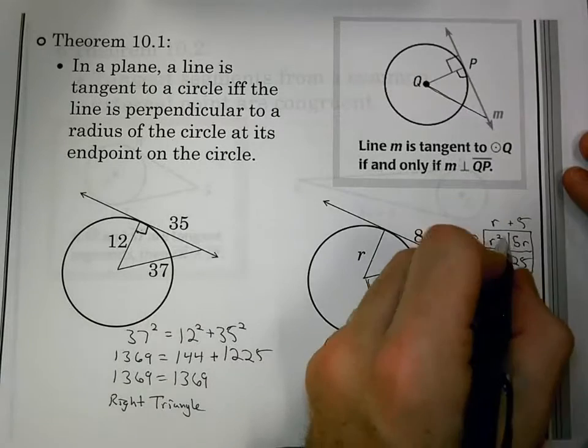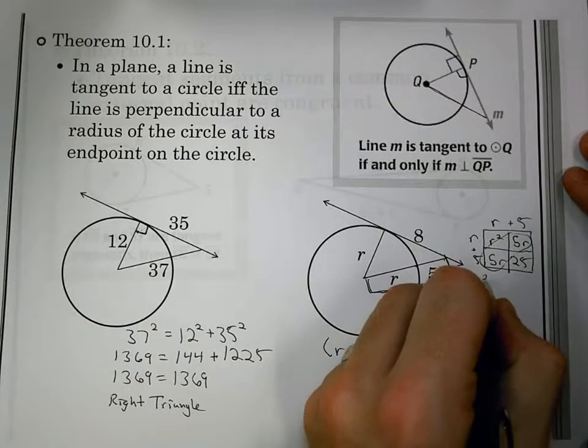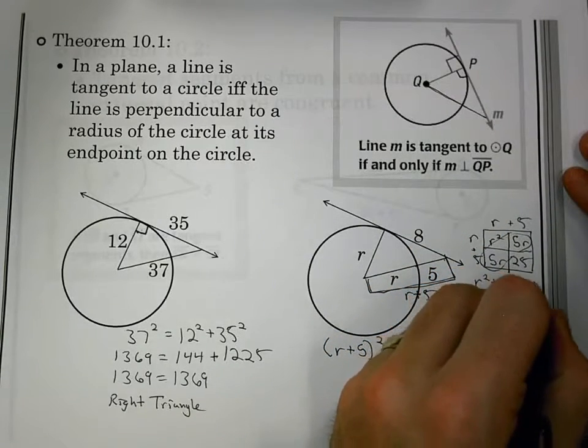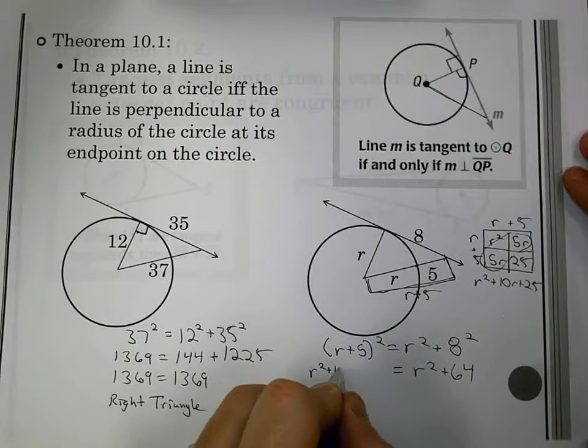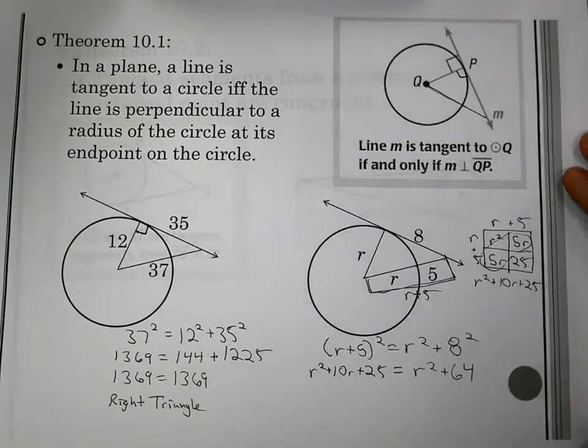I then combine like terms. I get r squared plus 10r plus 25. And if you use FOIL, that would also work too. Okay, so from here now I can simplify.